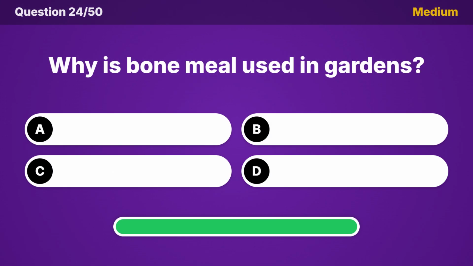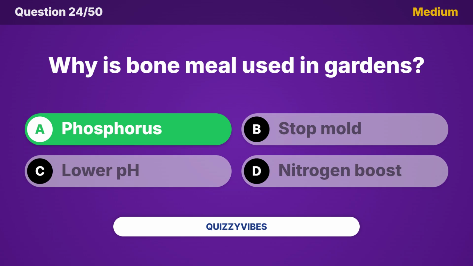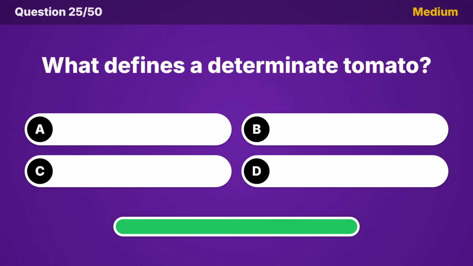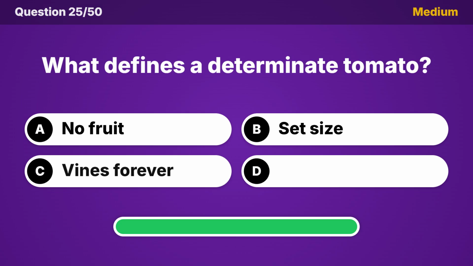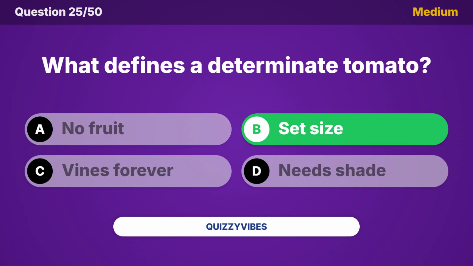Why is bone meal used in gardens? Did you guess it? The answer is phosphorus. What defines a determinate tomato? Here is the answer. Set size.